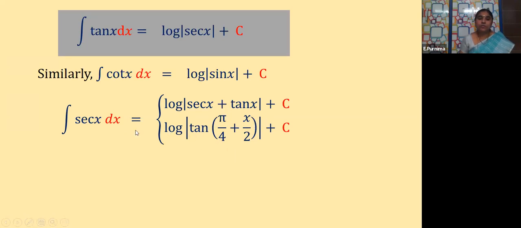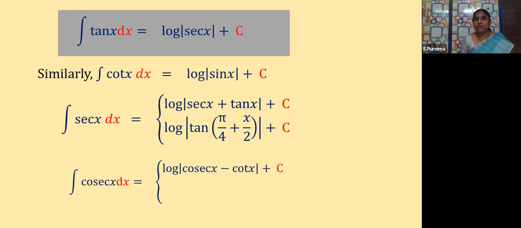Now one more formula we also have: integral of cosecant x dx is equal to log of cosecant x minus cot x plus c, and another formula is log tan of x by 2 plus c. So this is another formula.